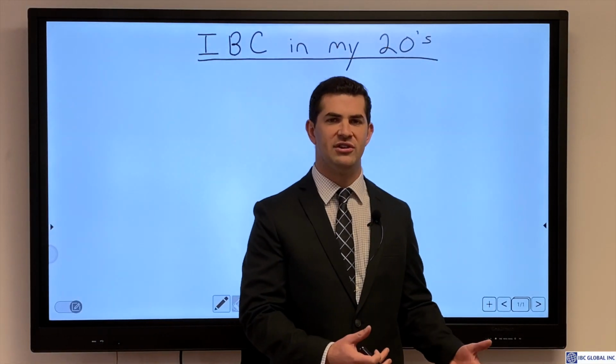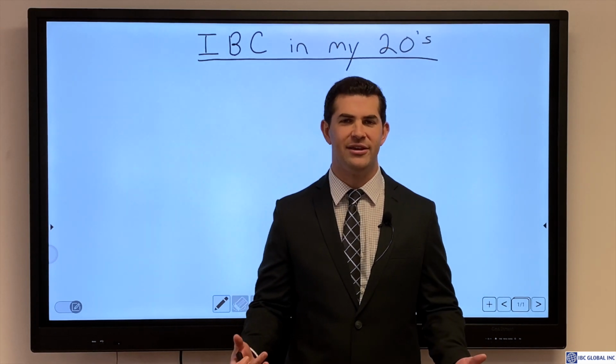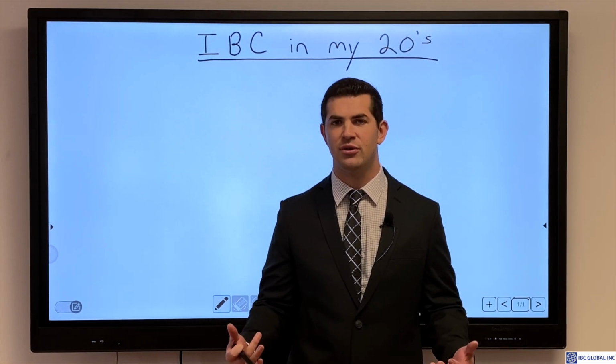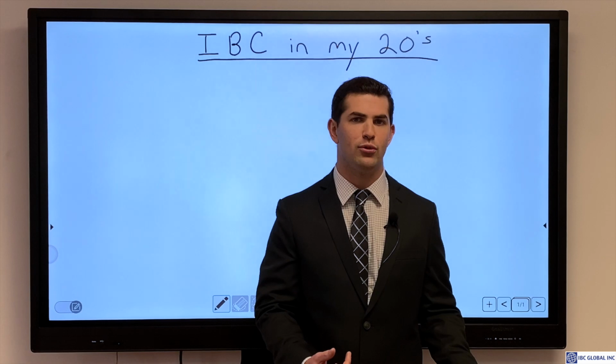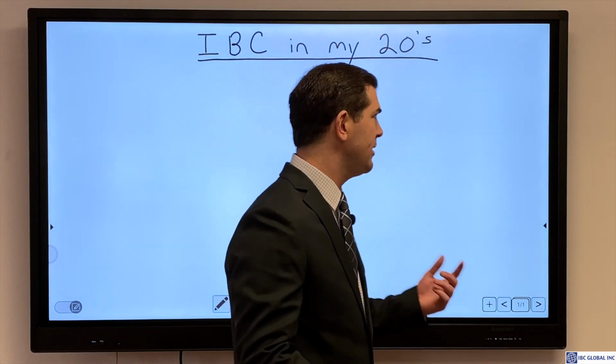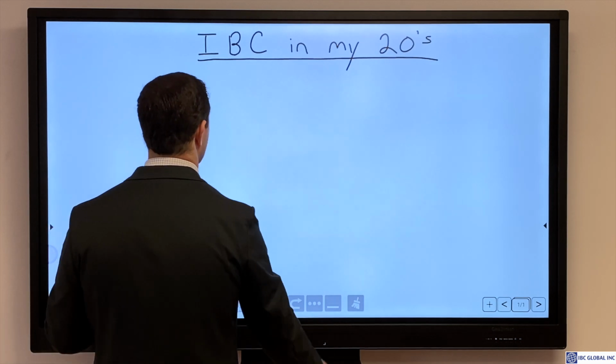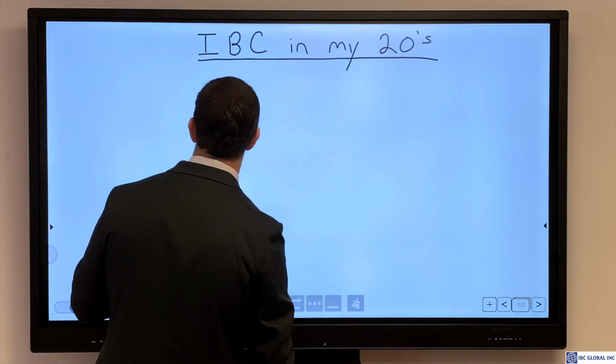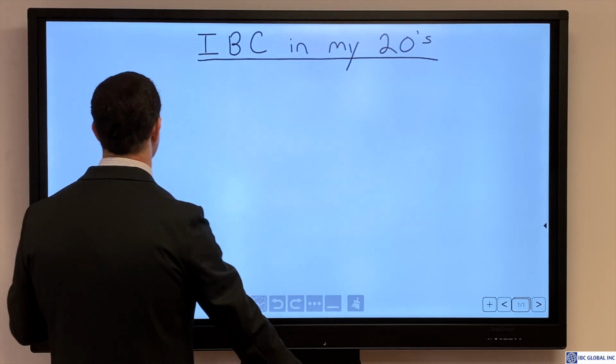Question, which is, how do I use IBC and cash value life insurance when I'm in my 20s and perhaps I don't have that much cash flow to start off, or maybe I do. Here's really what we want to go through. So IBC, whether I'm in my 20s or any age, is a couple things.